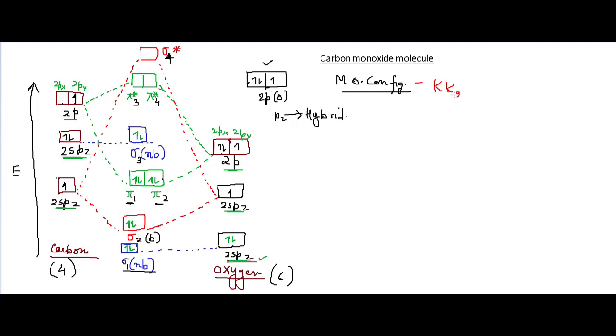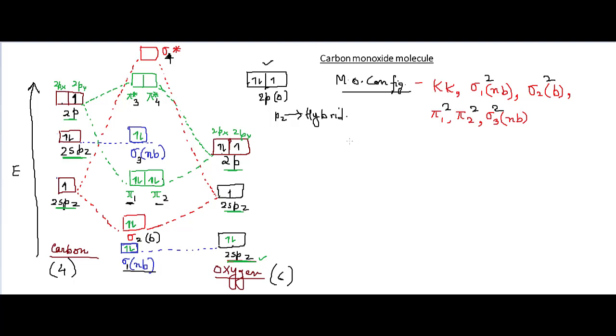After KK, sigma 1 non-bonding comes energetically, then sigma 2 bonding comes. After that, there is pi 1 and pi 2 which are bonding, and then after that there is sigma 3 which is non-bonding. Up to this only we will have to fill. Now just fill 2 electrons in each. Sigma 1 non-bonding 2, this one is also 2, 4, 6, 8 and 10. So we have 10 electrons.